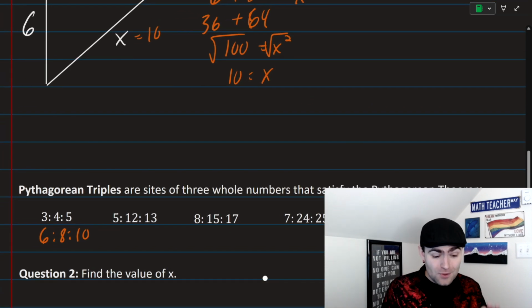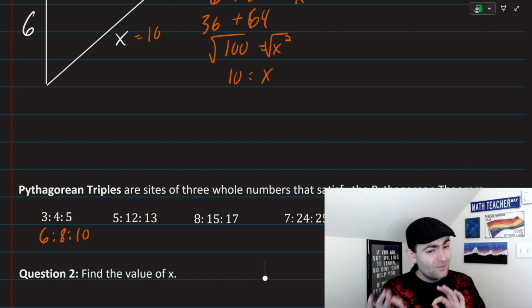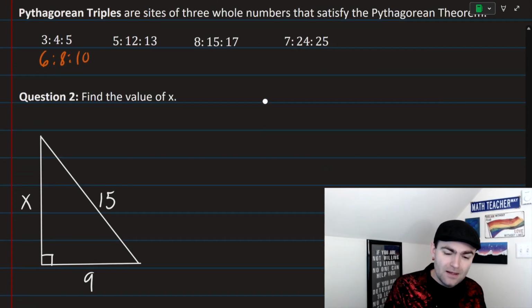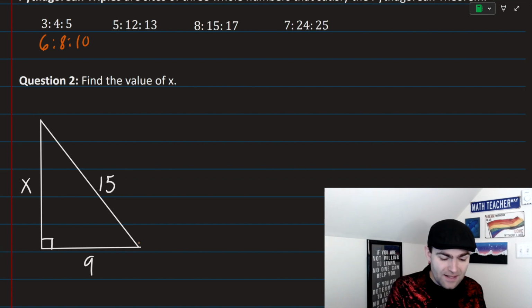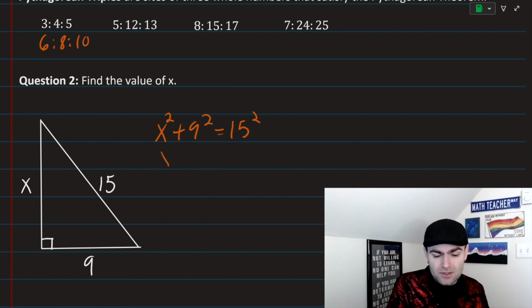So let's try out another Pythagorean theorem question, but this time one where it's not as straightforward. So if I have the hypotenuse is 15 and one of the legs is 9, what is the other leg? I can do Pythagorean theorem. I can do x squared plus 9 squared is equal to 15 squared, which essentially is just x squared is equal to 15 squared minus 9 squared.